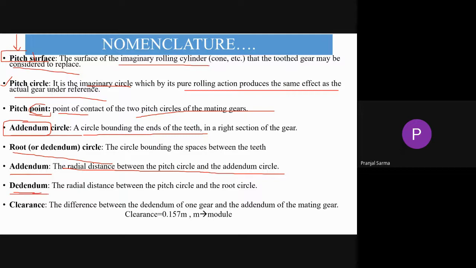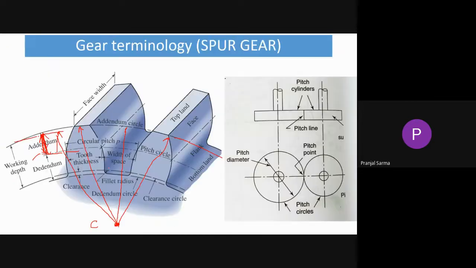Similarly, what is the dedendum? It is the radial distance between the pitch circle and the root circle. If you look at this figure, this once again is the pitch circle, and in the root portion we have the root circle. So this radial distance is the dedendum. Mind it, this is the radial distance we are talking about.